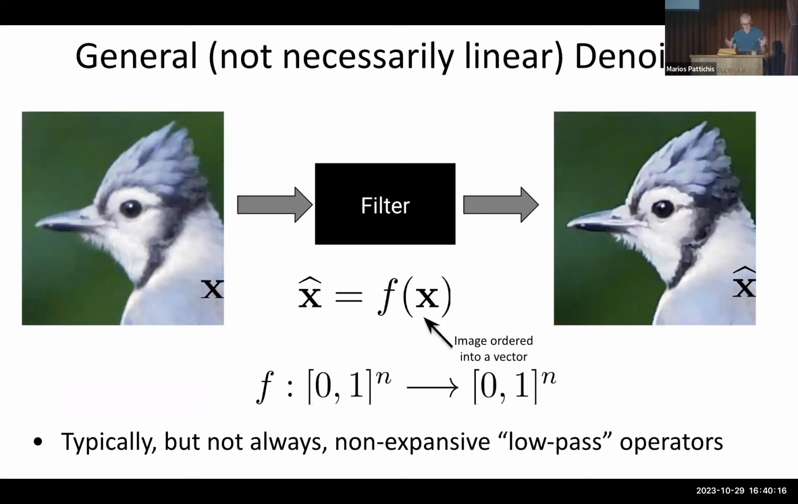Okay, so to kind of close out this summary, again, let's think about general nonlinear denoisers. These are filters, you can think of it as a function that maps the interval 0 to 1 crossed with itself n times, n being the number of pixels, to the same interval. This turns out to be kind of important. The images don't have arbitrary values, right? You have 0 to 255 if you have an 8-bit image, or you want to normalize to 0 to 1, so keep that in mind.